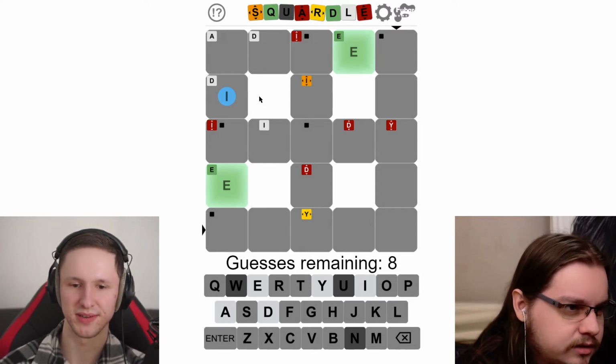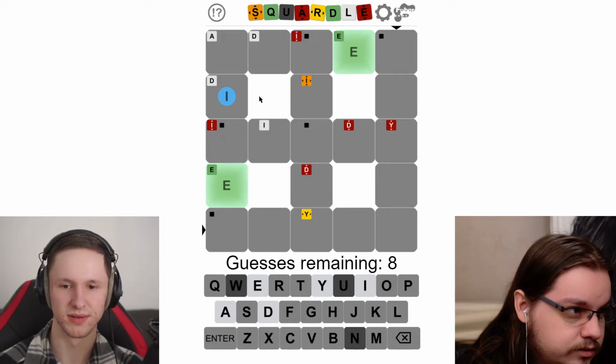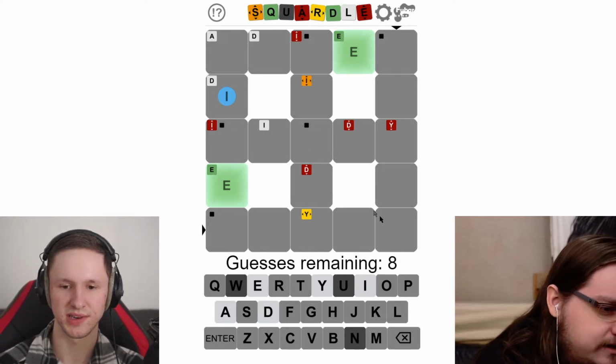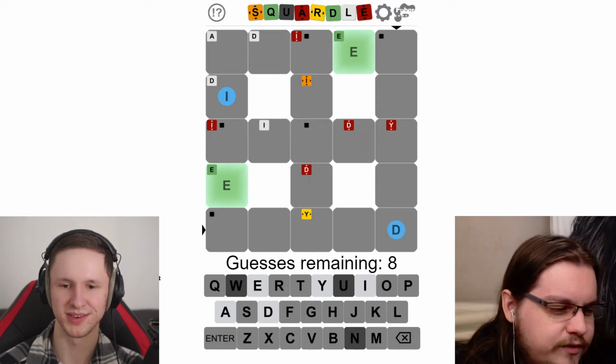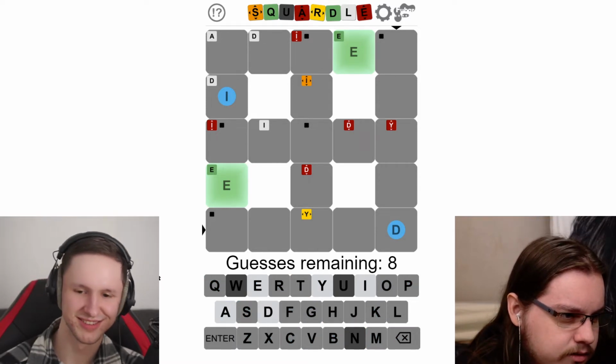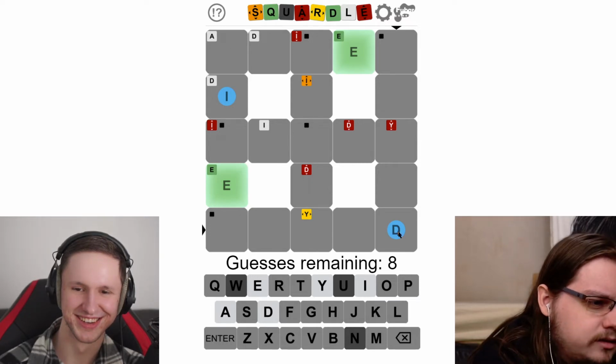Oh, we have confirmed the D in the bottom row. Right, there has to be a D in the second to last position. And let's try for that, I guess. What? Second to last position. Not the last one. Wait. Right, wait, what am I saying?